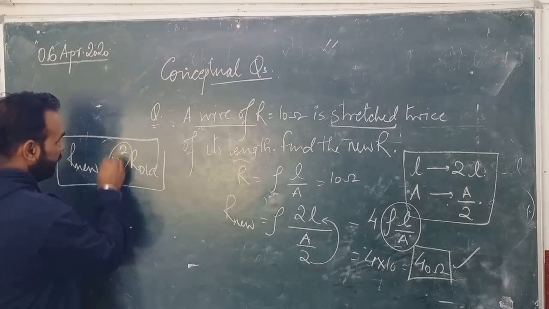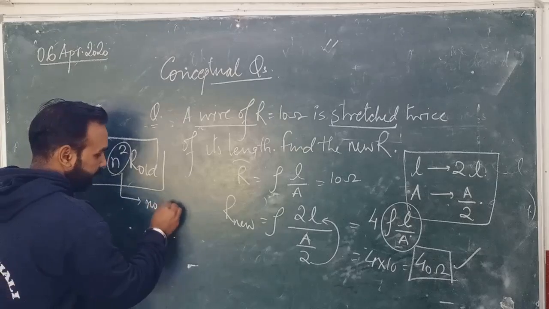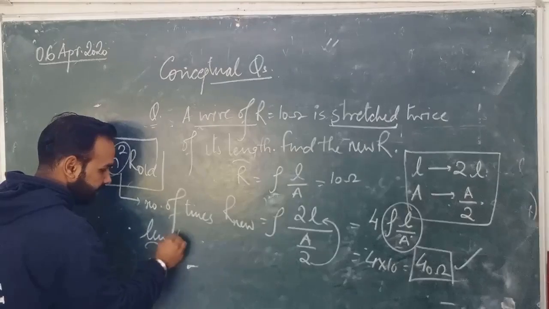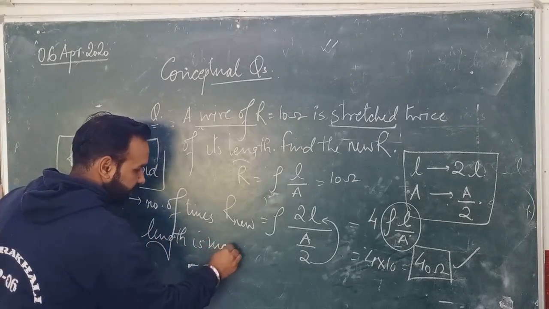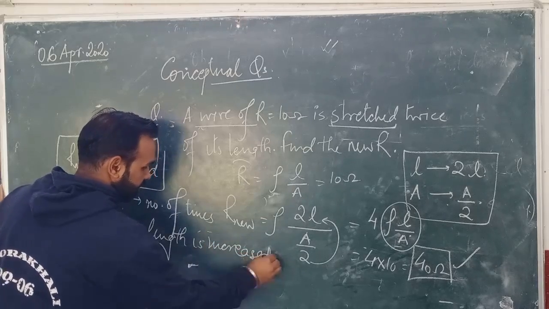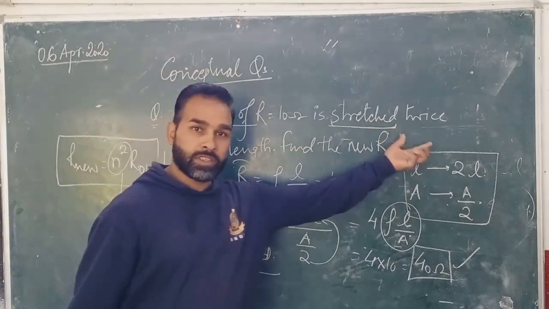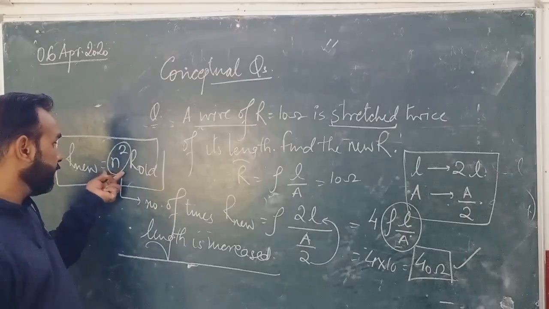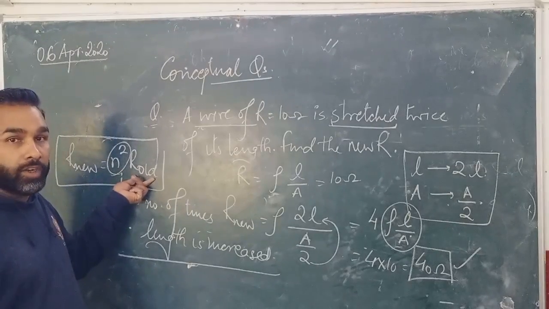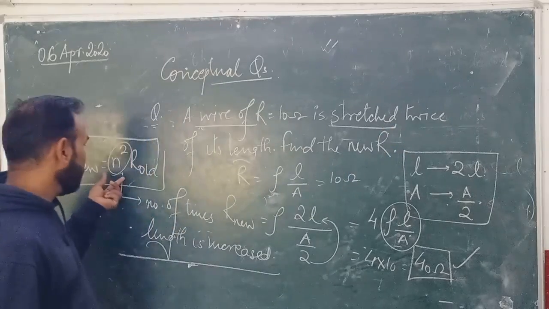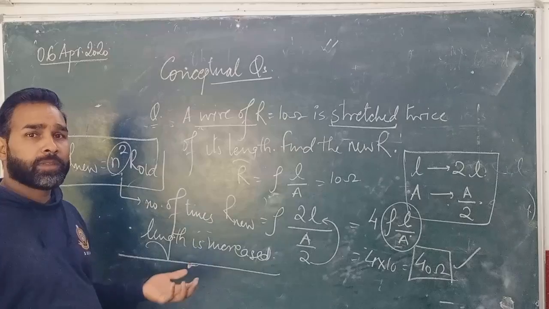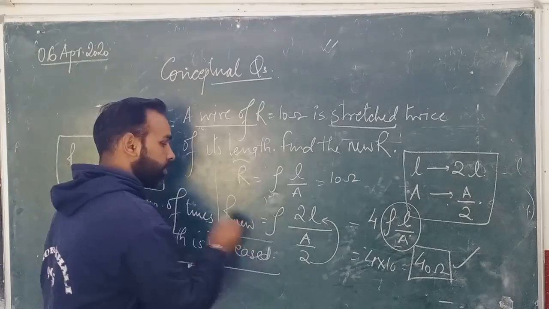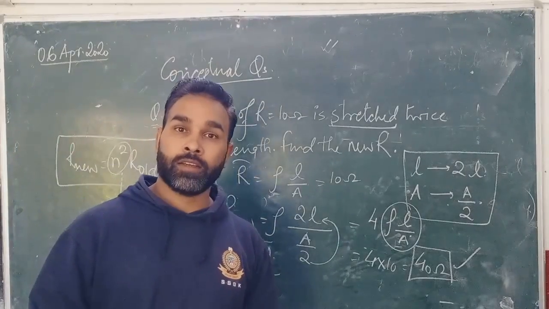In this, n is basically the number of times length is increased. So if it is 3 times, it will be 3 square into R old, so that will be 9 into 10, 90 ohm. If it is 4 times, it will be 4 square into R old. So whatever be the value, you can use this, right? But in the exam you have to show it through this process only, right?